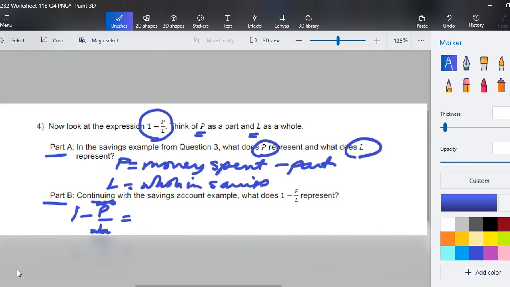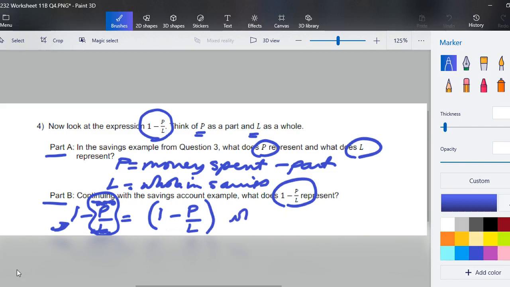And so what does this whole thing represent? Well, if this is what I've spent, and this is what was in the account in its entirety, then the whole thing represents that 75% we had a while ago. So it represents what is left in the savings account.